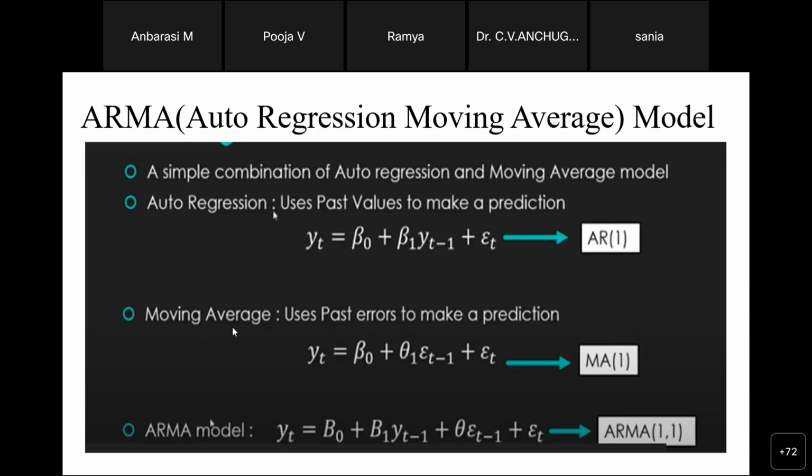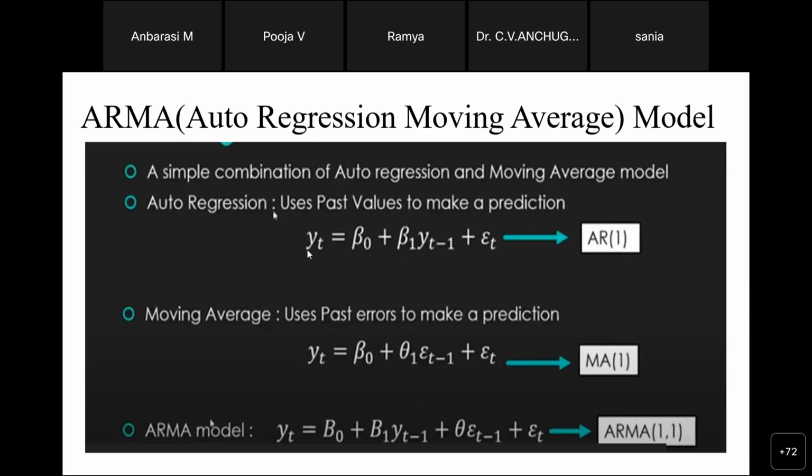Even in the moving average, we have seen that the current value can be calculated based on the past errors. Your current value can be predicted based on the past errors. So here the mu value or beta naught plus theta 1 multiplied with the previous error, and then the current error. Based on these values, the moving average value will be calculated.